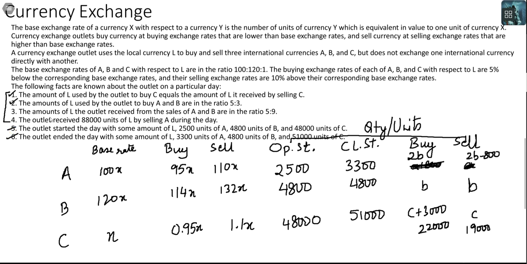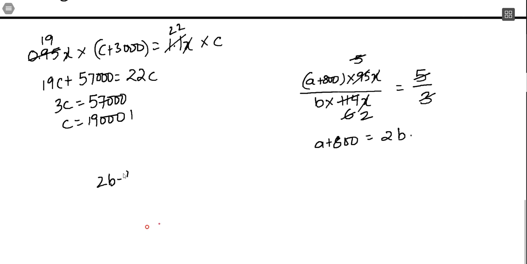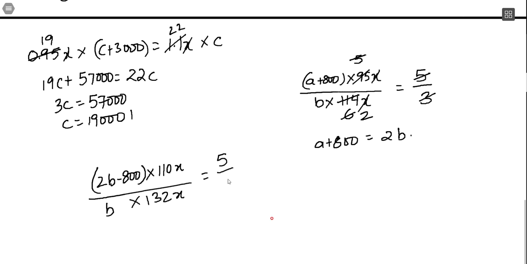Let's go to the third one. The amounts of L the outlet received from sales of A and B are in the ratio 5 is to 9. Sales of A and B. Now I have two variables. These two cancel each other out. So I will get the value of B now. Fine. 2B minus 800 into 110x by B into 132x is equal to 5 by 9.